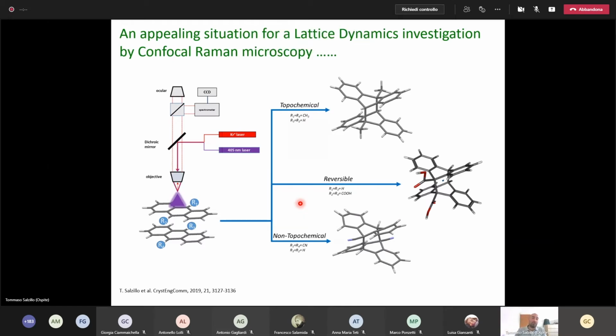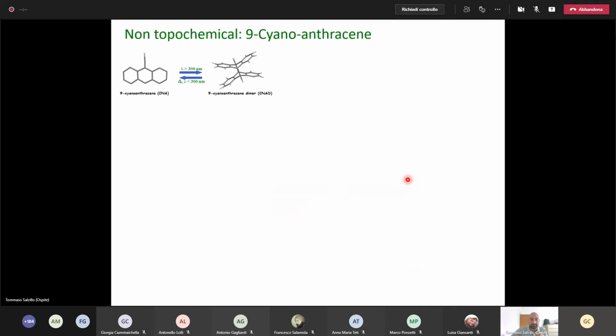Here I'm reporting all the systems that I was studying by confocal Raman microscopy in the low frequency range. And now I would like to show why this technique is very nice to understand and to study these systems. Here I'm reporting all the systems that I studied, but in principle today I will give some information about the reaction here on the bottom. It is a non-topochemical reaction anyway.